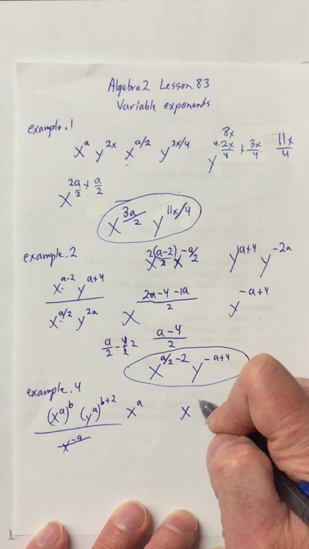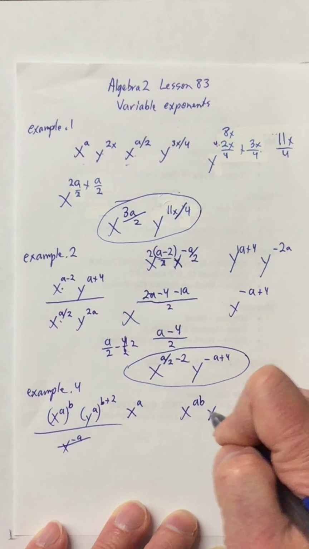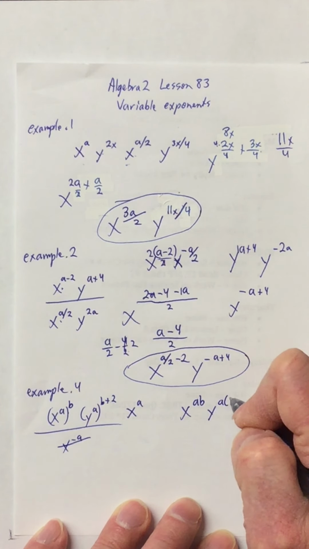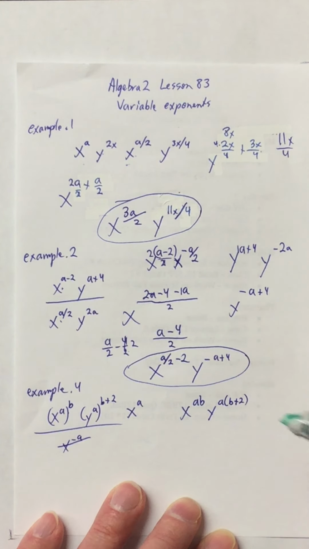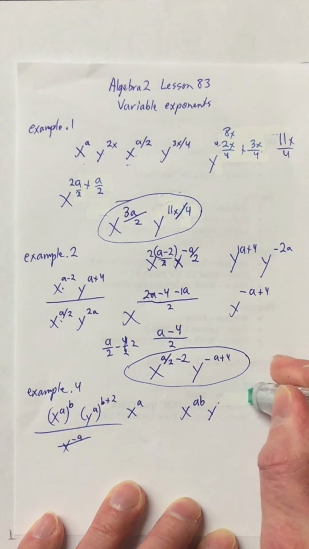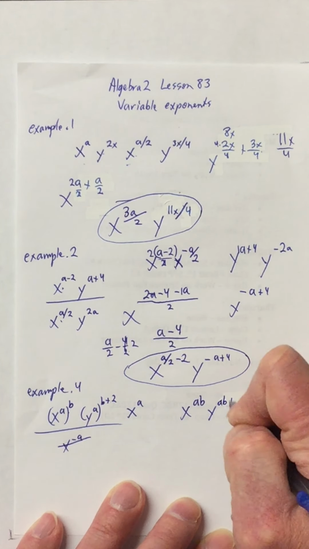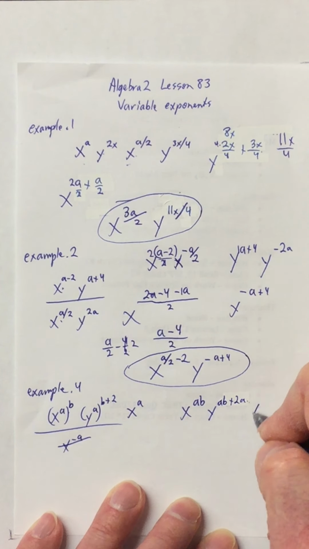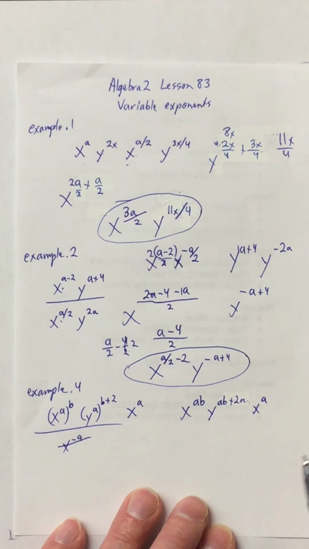So I'm going to get x to the ab, multiplication, y to the a times parentheses b plus 2, right? Because the whole thing is multiplied out. Let's actually multiply that out, because that may combine with some things. May not. ab plus 2a, and then my x to the a. And they do further simplify this one.